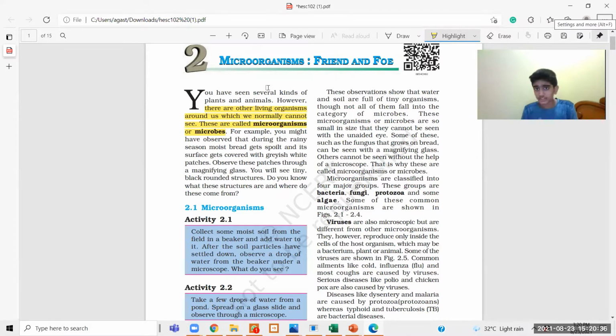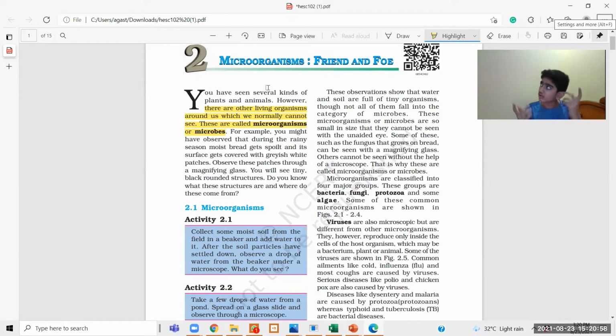Now we have two words over here, friend and foe. Friend means, obviously, that we have a few benefits from microorganisms. Even we encounter a few harmful things from microorganisms too. Now we'll understand the four major groups of microorganisms. Those four are bacteria, fungi, protozoa, and algae.